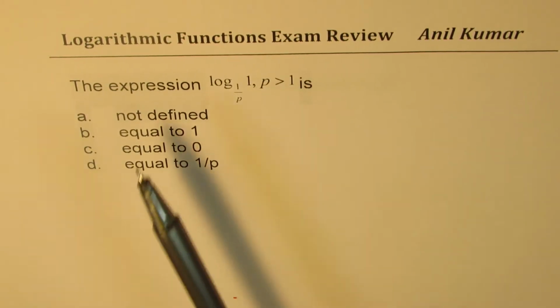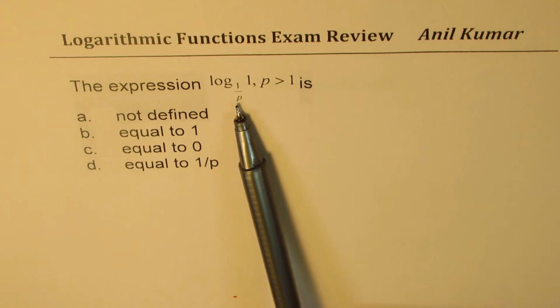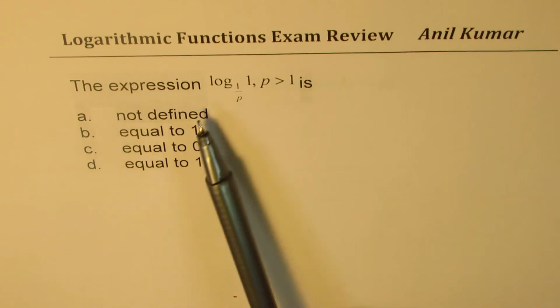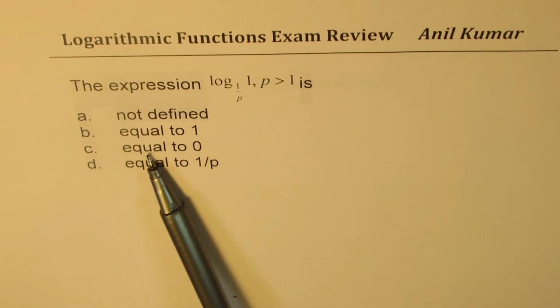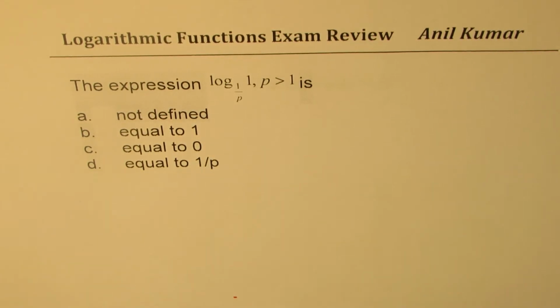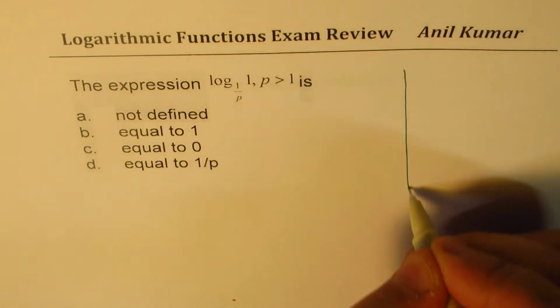The expression log to the base 1 over p of 1, where p is greater than 1, is not defined, is equal to 1, is equal to 0, or is it equal to 1 over p? So you can always pause and answer the question. Here is how I'll do it.